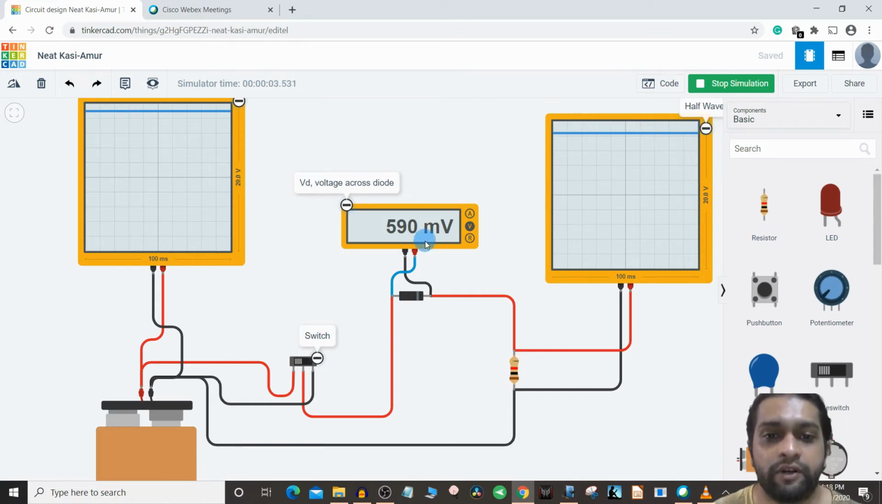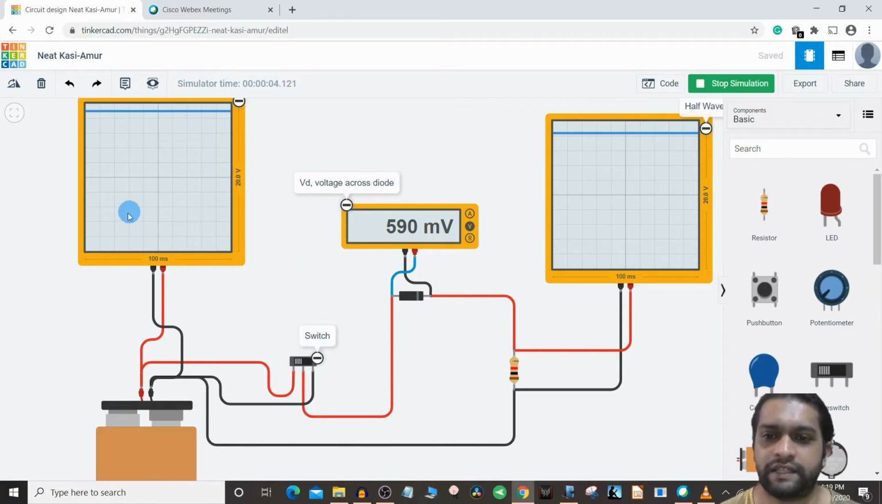Why did that happen? Because when the diode is conducting, there is a voltage drop of 590 millivolts, or 0.59 volt, or about 0.6 volt across this diode. So this 9 volts minus 0.59 volt will come across the load. That is the idea here. When the diode is conducting in the forward direction, there will be a voltage across the diode. In this case I am not showing the reverse leakage current. That we will see when we do a more detailed simulation.